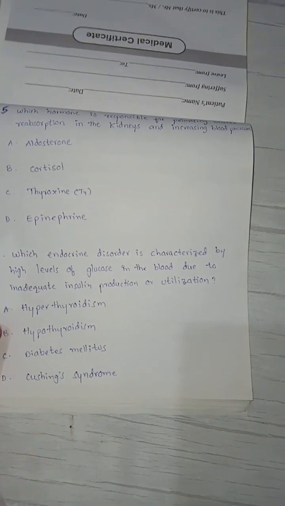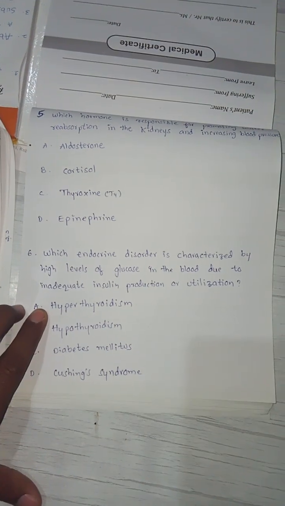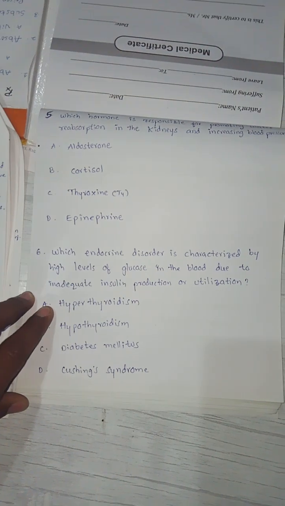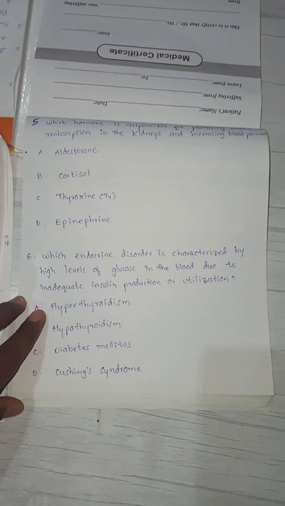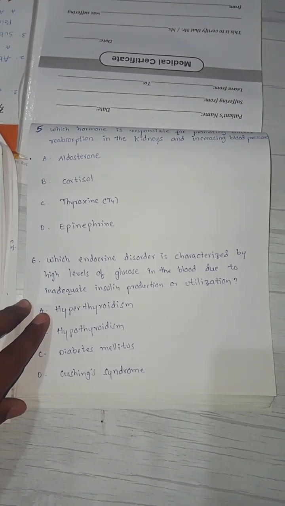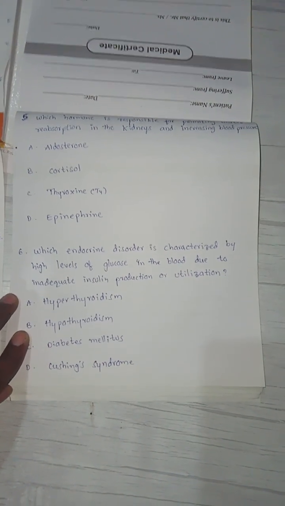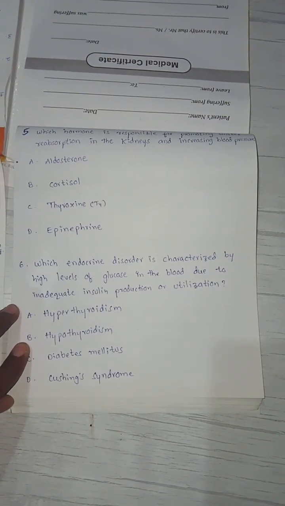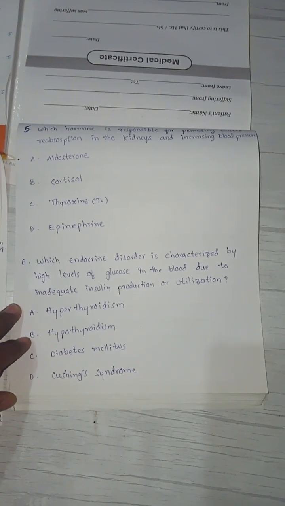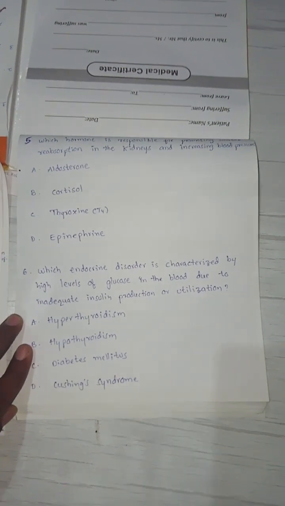So coming to the next, what is meant by hyperthyroidism? It means overproduction of the thyroid hormone. It leads to weight loss, severe headache, fatigue, irregular menstruation, etc. And hypothyroidism means low levels of thyroid hormone production by the thyroid gland, and it leads to overweight and also hair loss.